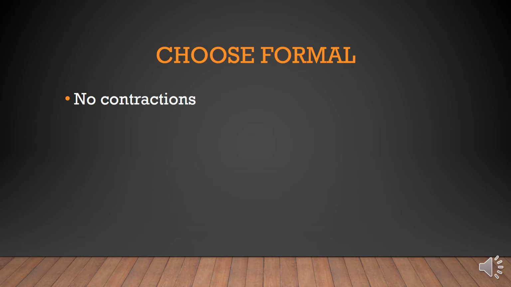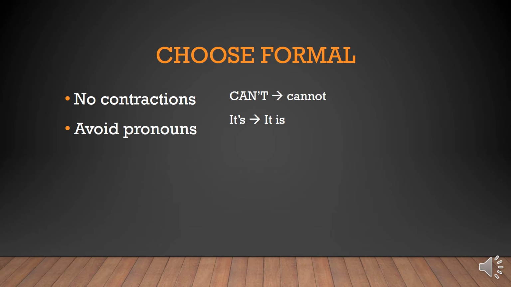No contractions. This means can't becomes cannot. It's becomes it is. If you're using an apostrophe, you're probably not choosing a formal tone. Avoid pronouns. This means instead of saying you should, you might choose a phrase like it is important to.